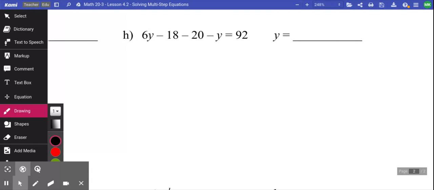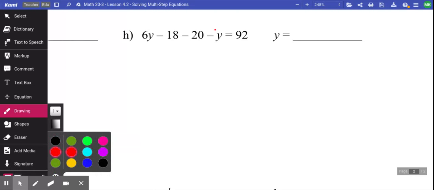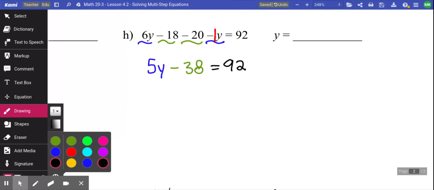The trick with this first one, gentlemen, you guys can check your answers. The trick is realizing that there's actually a 1 right there. So that's an invisible 1y. You need to combine these two terms to become 5y. That's 6y minus 1y combines to be 5y. Then this -18, -20 is -38, equals 92. That's the first thing I would have done, combine those like terms. And the y's are definitely the tricky part there.